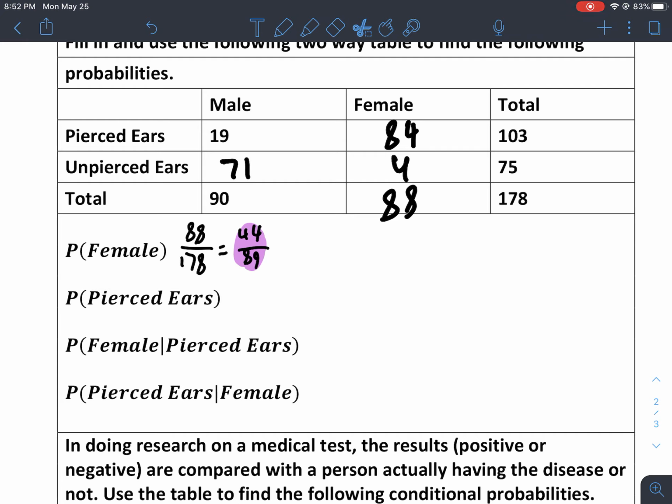So, that's the probability that the people in this survey are female. The probability that someone in this survey has pierced ears: well, we have 103 people with pierced ears out of 178.